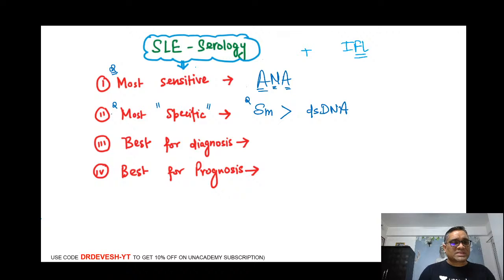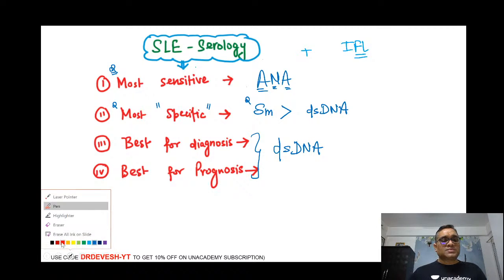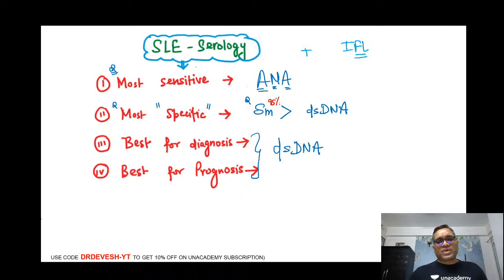But when we talk about the best for diagnosis and best for prognosis, then your answer will be double-stranded DNA, right? So these are 3 important questions we should always remember. You can say exactly 4 questions, but these 3 points you have to remember. What is most sensitive? Anti-nuclear antibody. Most specific? Smith antibody, because Smith antibody is never seen in any other autoimmune disorder, right? And they are highly specific. Their specificity is approximately 95%, whereas double-stranded DNA is 90% specific, right?